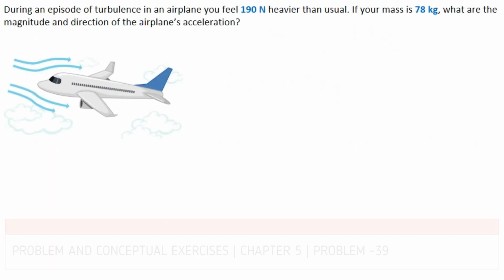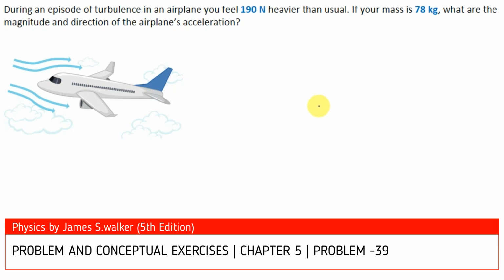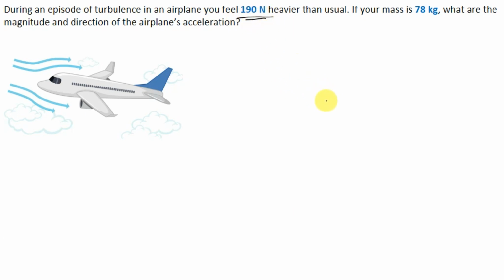Now in this question it says that during turbulence in an airplane you feel 190 Newton heavier than usual and your mass is 78 kgs. We need to find the magnitude and the direction of the airplane's acceleration. First I'll draw the free body diagram of the person sitting in the airplane. So this is the person having mass m.